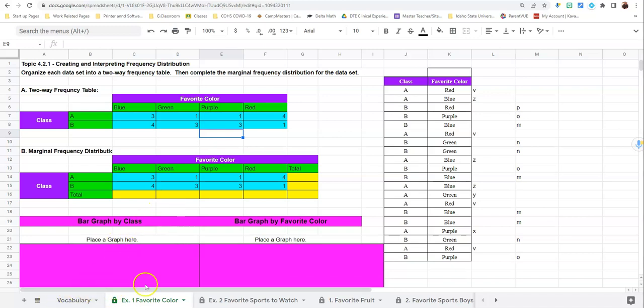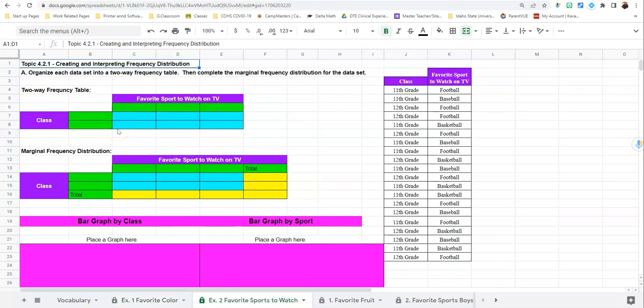So what I'd like you to do now is go to the next tab over, the one that says example two, favorite sports to watch, and fill in all the blanks. You're going to first have to fill in the green boxes, which come from the table. So like 11th grade and 12th grade. And you'll notice as you fill it in, the second table will also fill in the values. And then across the top, you're going to have to put football, baseball, and basketball. Then do like we did in the last problem and count up how many of each and fill in the boxes. So go ahead and do that now.